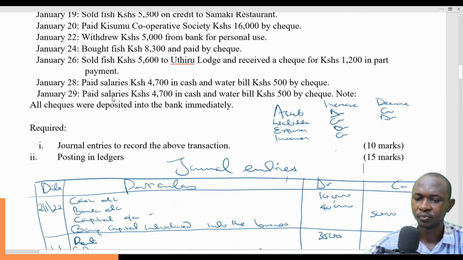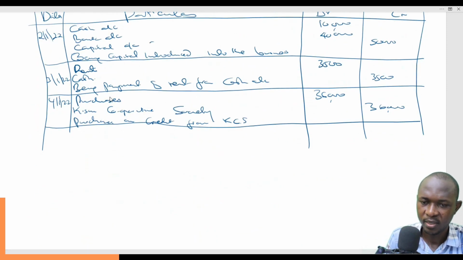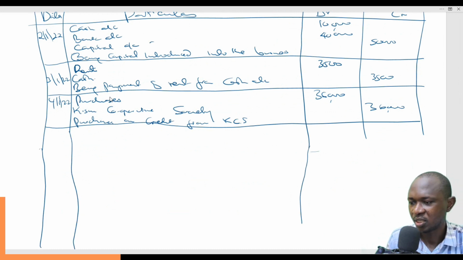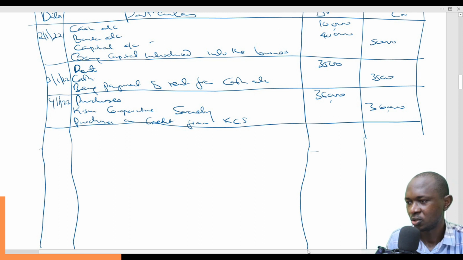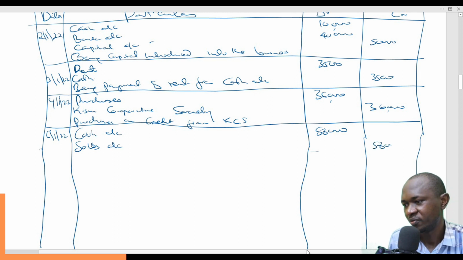This is cash that is increasing, and cash is an asset. So because cash is increasing, we simply say 6/1/22 cash account 58,000, and then sales because stock is reducing. When we sell, stock reduces. So we put 58,000 on the credit, and we simply say cash sales. That is the narration. Always remember to have a narration. Always start with the debit, then the credit.